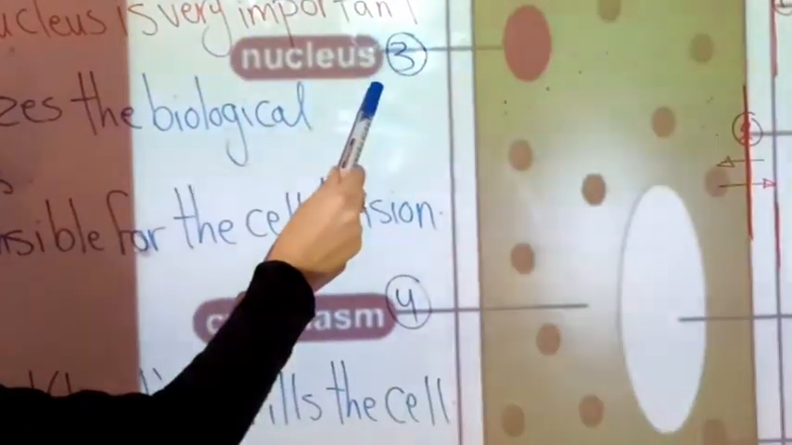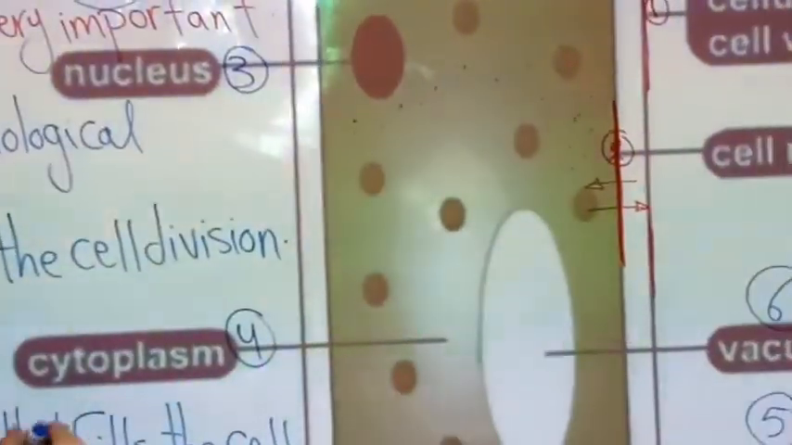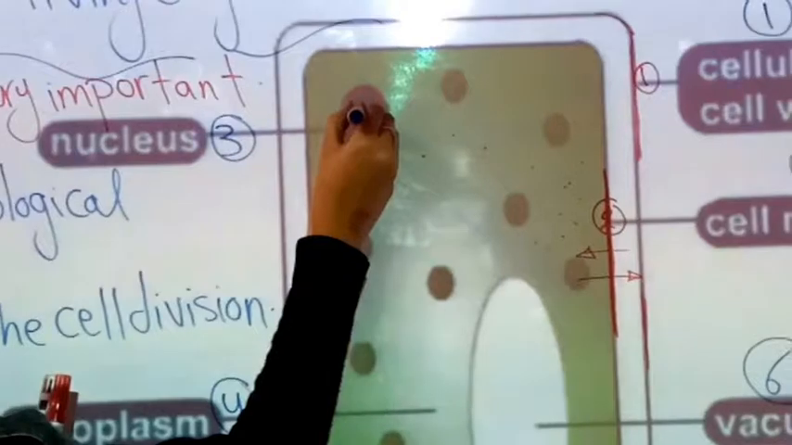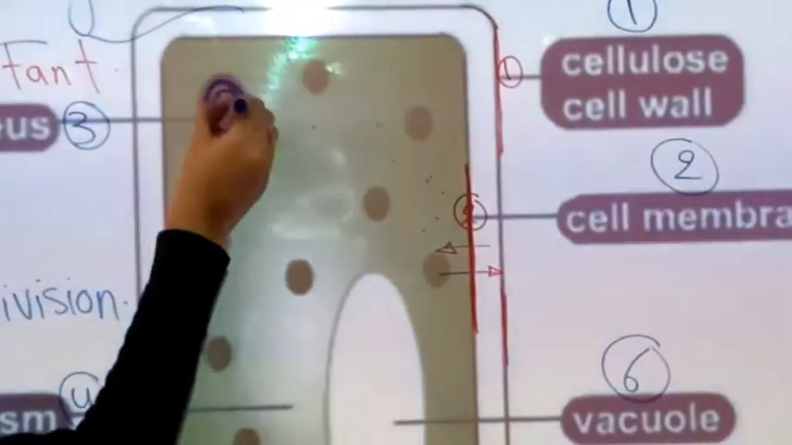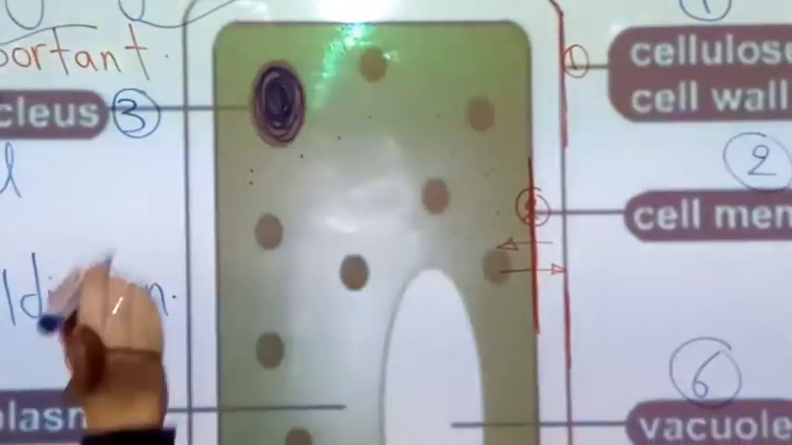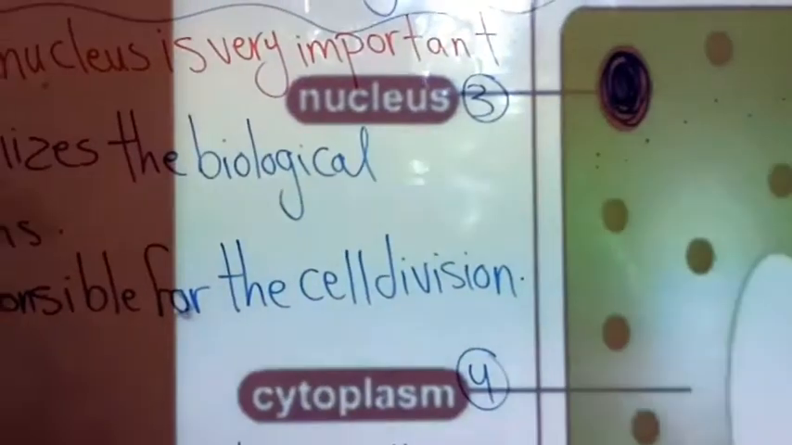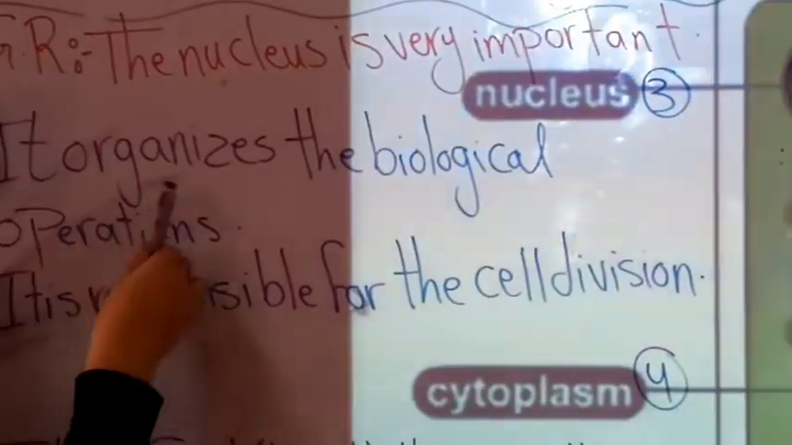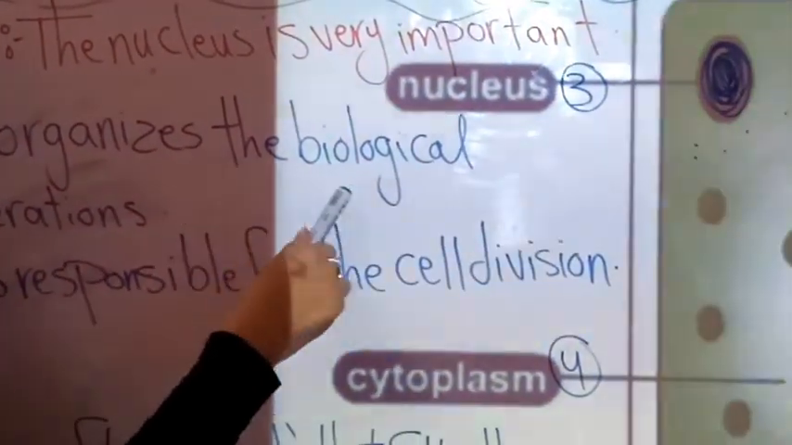Number 3, we have the nucleus. Where is the nucleus? This is the nucleus. What's the function of the nucleus? It organizes the biological operations.